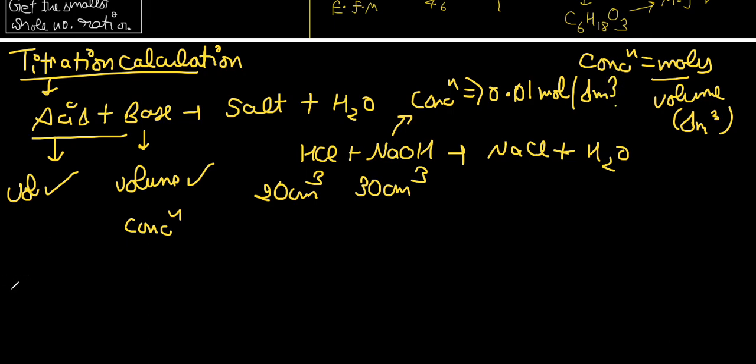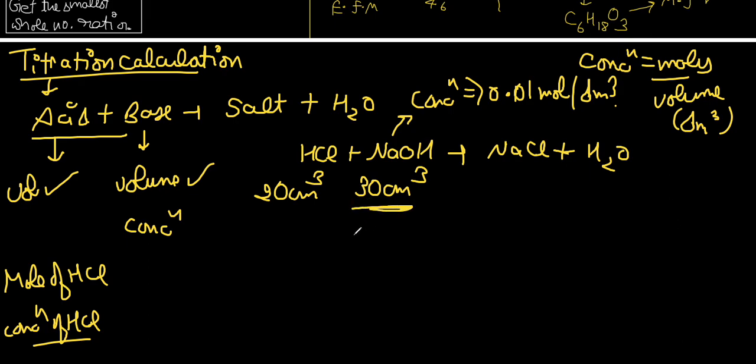And we have to find out moles of HCl and concentration of HCl. So what we directly need to do is, for NaOH, we are aware about the volume and we are aware about the concentration as well. Now, if you look at the formula of concentration, it is moles by volume. So we know the volume, we know the concentration, we can directly find out the moles of NaOH.